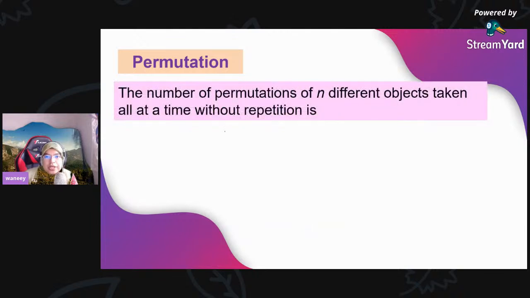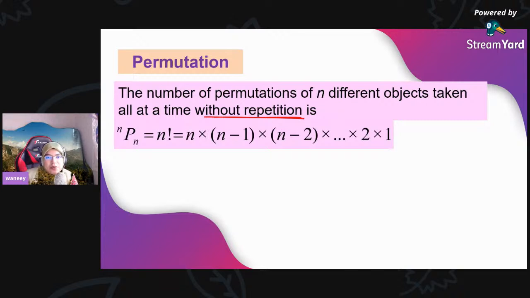The number of permutations of n different objects taken all at a time without repetition is nPn, or you can write it using n factorial. So n factorial is actually nPn, which is n multiplied by n minus 1, multiplied by n minus 2, and so on, multiplied by 2, multiplied by 1.